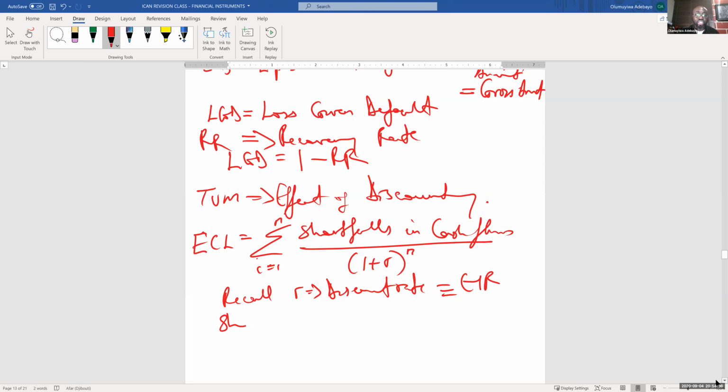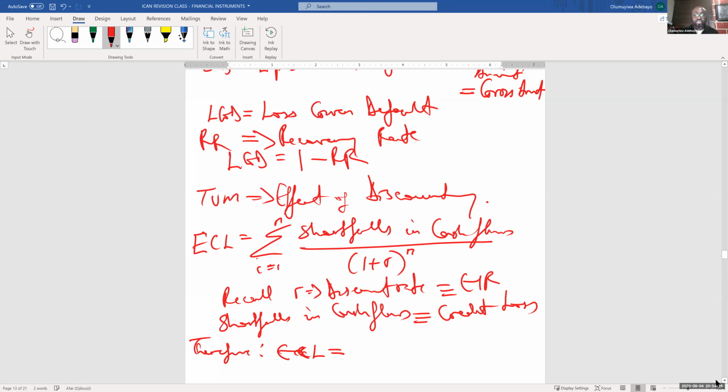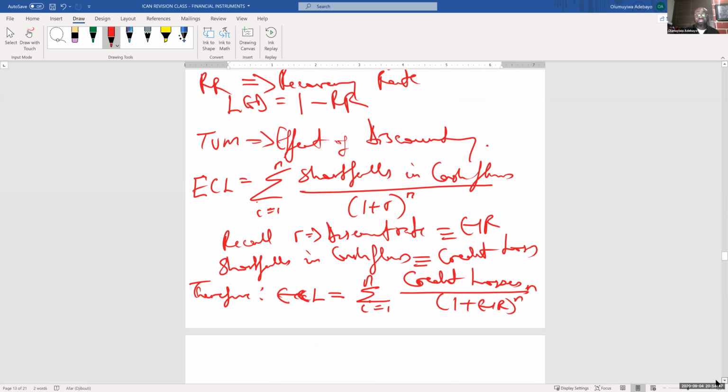My shortfalls in cash flows is what I call my credit loss. Therefore, I could say my ECL is the sum of the discounting of my credit losses over time, over the end period, discounted by the EIR over the end period.